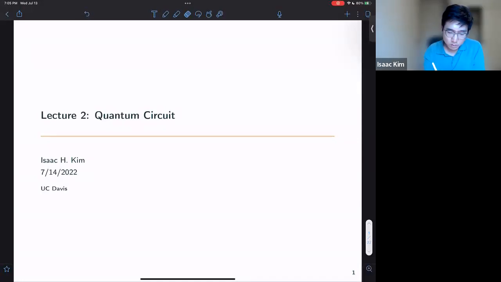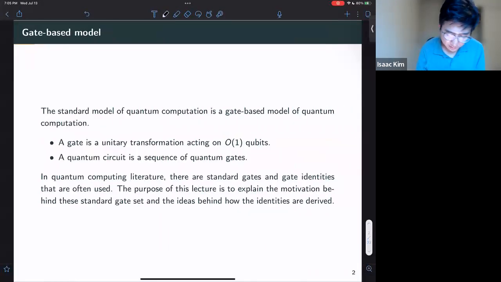Okay, thank you. So in this lecture, I'm going to talk about quantum circuits. I already told you that the standard model of quantum computation is the gate-based model of quantum computation. And a gate is a unitary transformation acting on a constant number of qubits, O(1) qubits. A quantum circuit is a sequence of such gates.